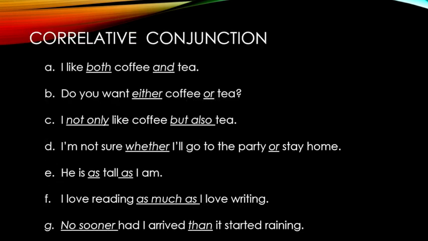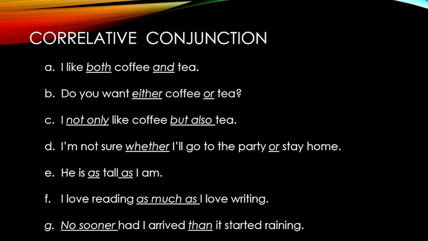So that's why we pair those conjunctions together to make a complete sentence. Read the first one: I like both coffee and tea. Here we are using both and as a correlative conjunction. Both comes first, and comes next. If you are going to use both, you have to use and. Then only it will be a correlative conjunction type.